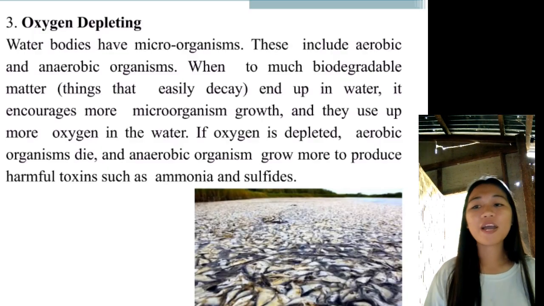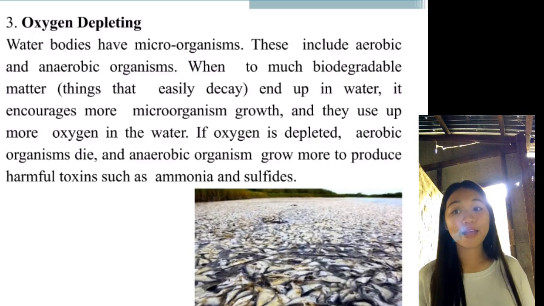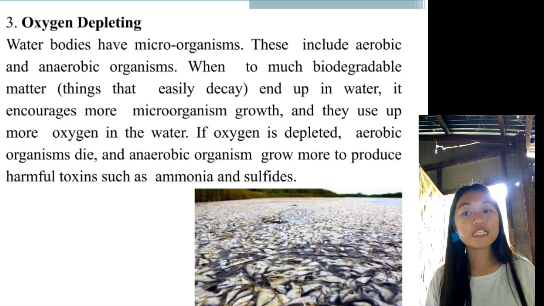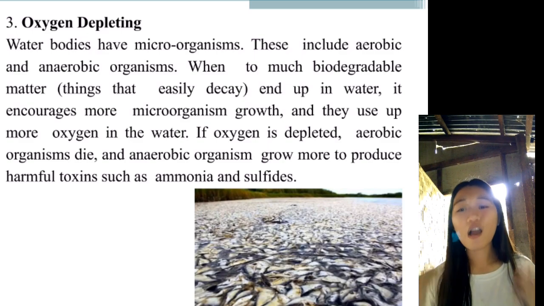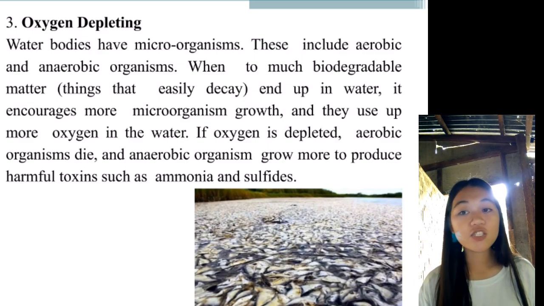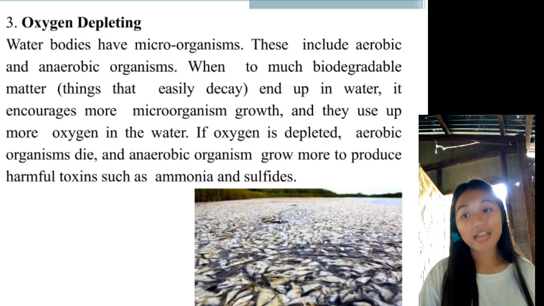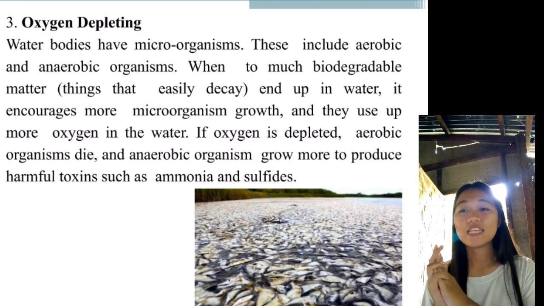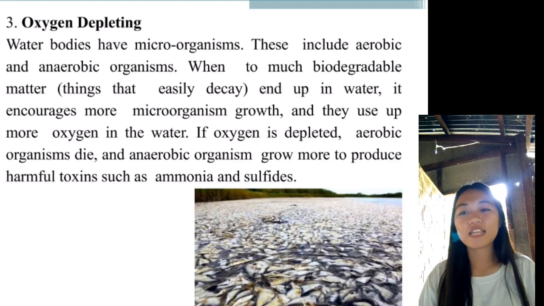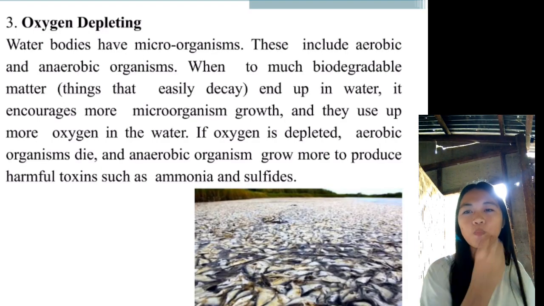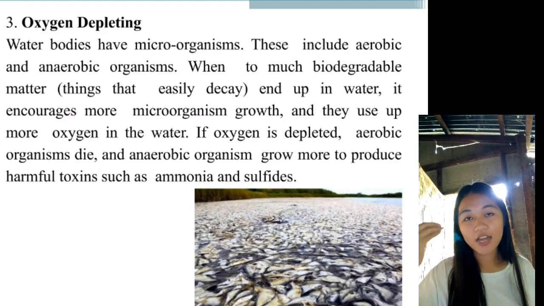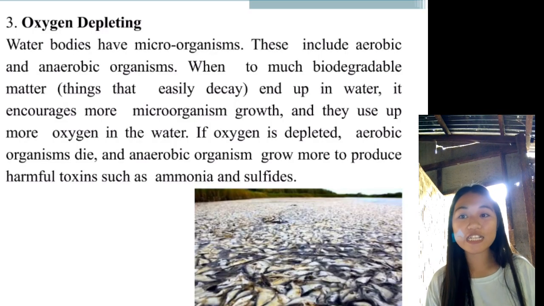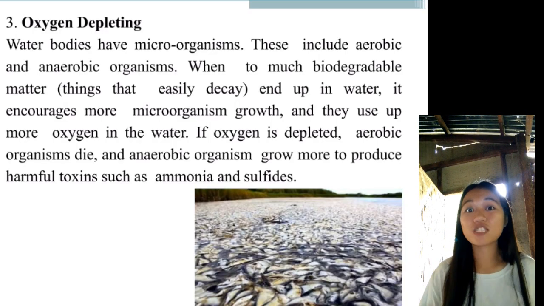So, when too much biodegradable matter, things that easily decay, ends up in the water, it encourages more microorganism growth and they use up more oxygen in the water. And if oxygen is depleted, aerobic organisms die and anaerobic organisms grow more to produce harmful toxins such as ammonia and sulfide. Again, this happens if there are just too much nutrients in that body of water, and aerobic organisms live off of oxygen. They need oxygen to survive.